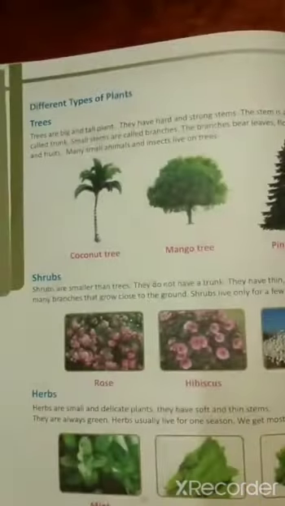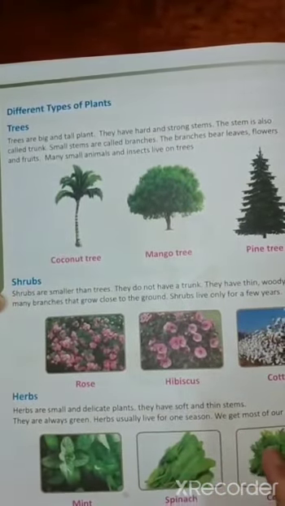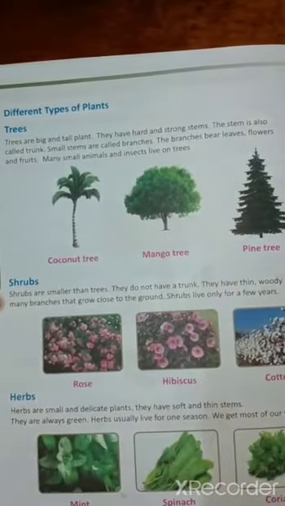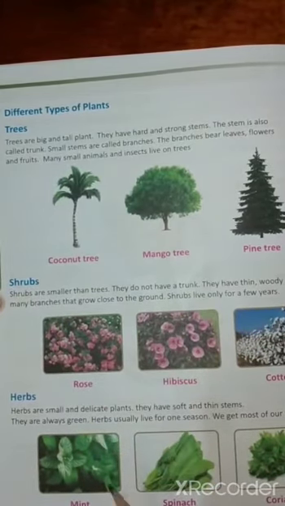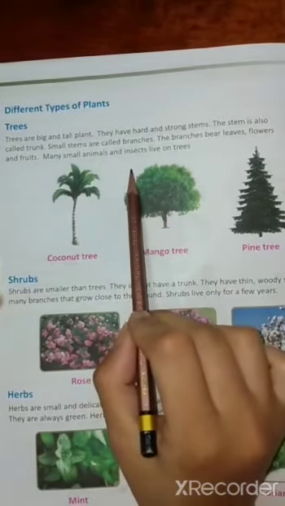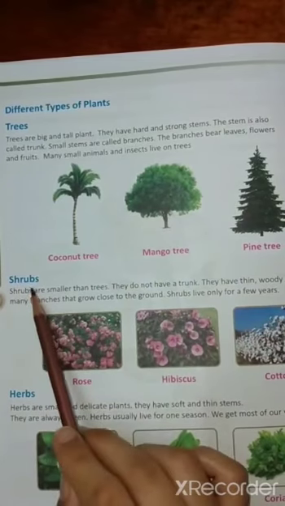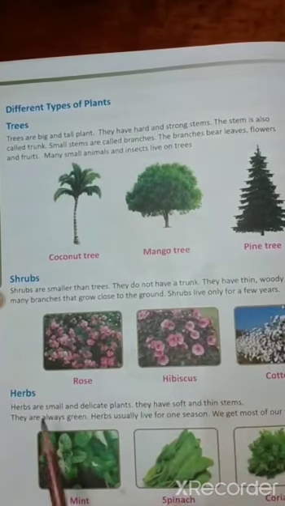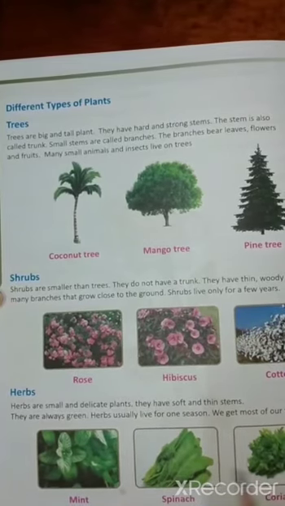Okay. Now, if we are going to compare the trees, shrubs and herbs, there is a big difference in all of them. Trees are long and big and tall. Shrubs are little small and herbs are very small and delicate plants. Trees have strong stems as compared to the shrubs and herbs. Shrubs do not have a trunk. They have small woody stems, and herbs have stems but very thin stems. And they are in green color.